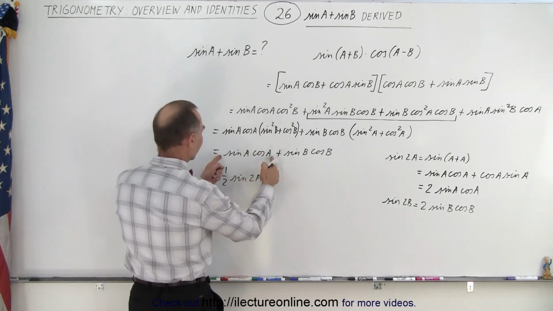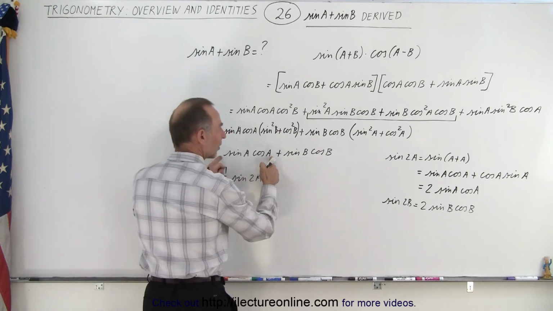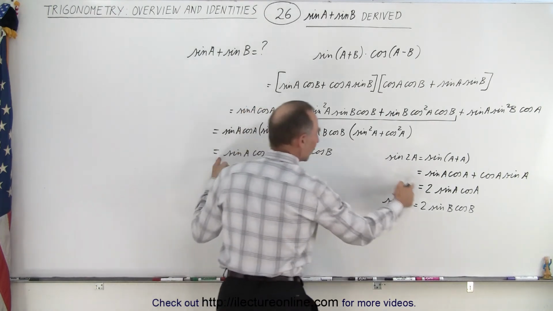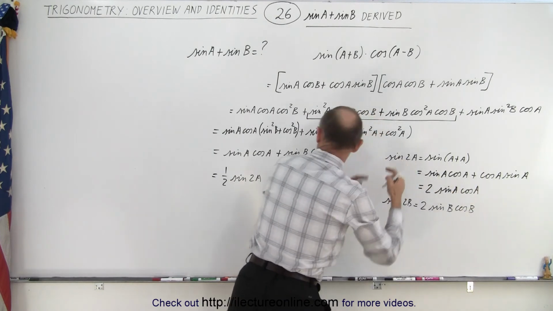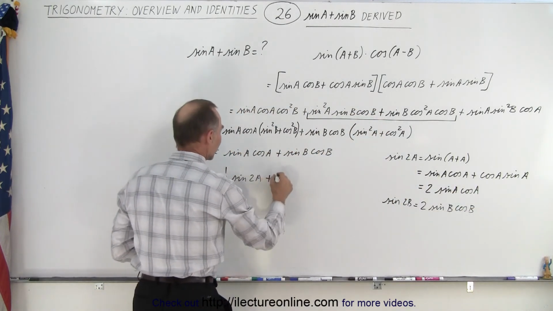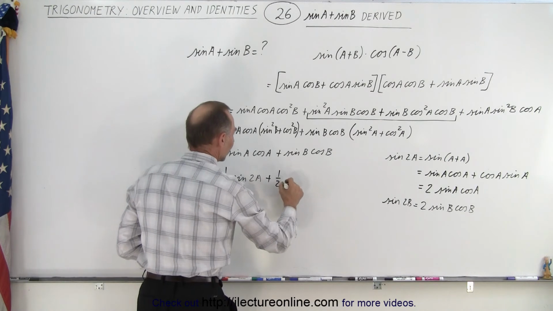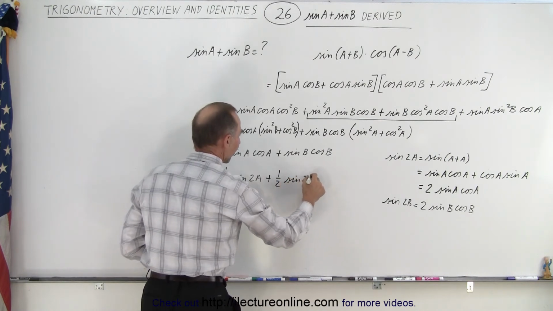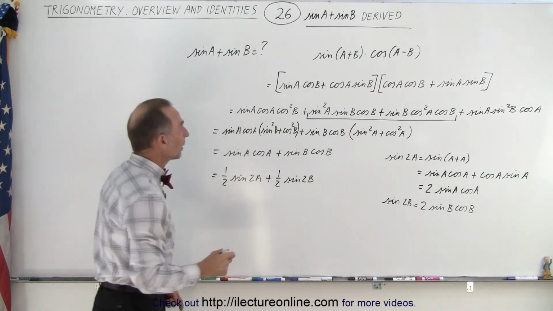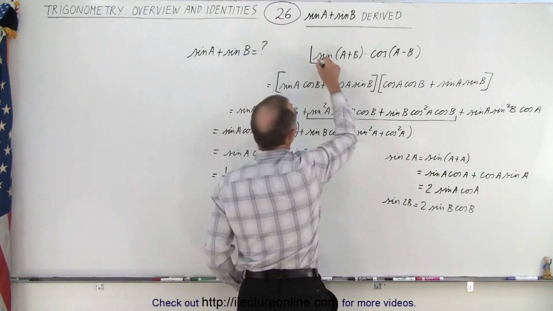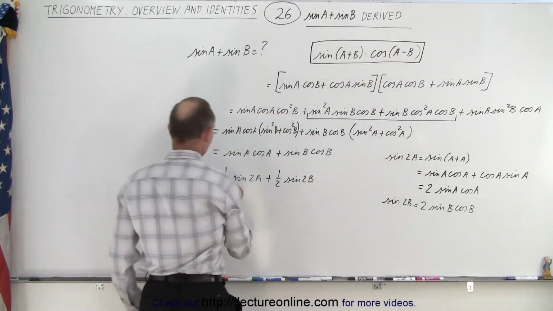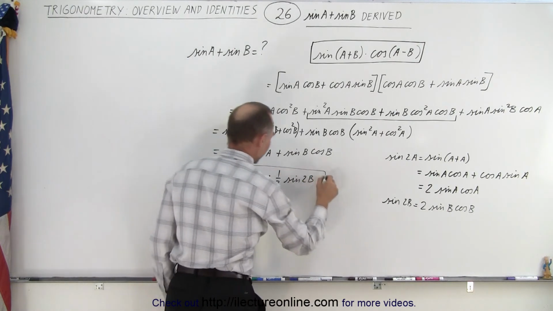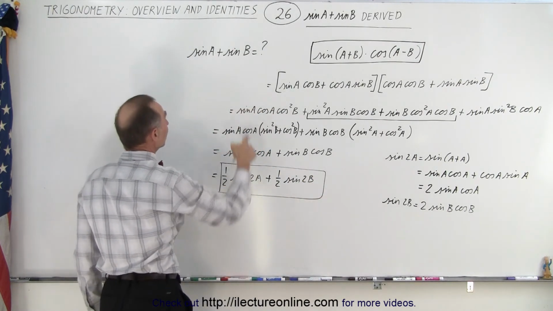Remember, if the sine of 2a equals twice that, then this will equal 1/2 that. And the same over here, 1/2 the sine of 2b. So now we realize that this here is equal to this. Now, how close does this resemble that?